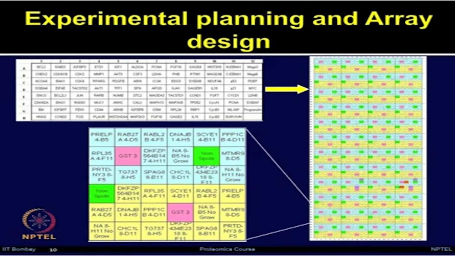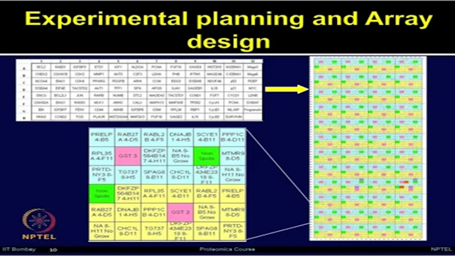So, now on the right hand side I have shown you the array map, which shows just a very high density map of how different types of features can be printed on the chip. All these things have to be designed in fact prior to doing any experiment. Now, each spot needs to be printed in duplicates. Also, you need to ensure that your control features are spread throughout the array surface.